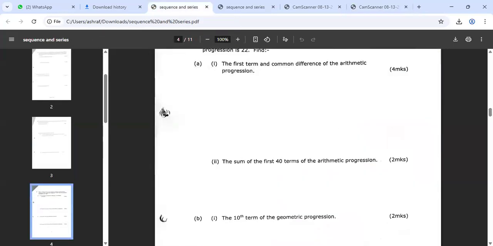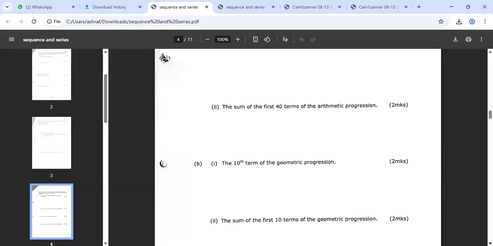Then the second part, part B of the question, the 10th term of the GP. You're supposed to find the 10th term of the GP. So we have already found A, the first term. And remember T1 was also corresponding to T1 of the GP. And then we find R.